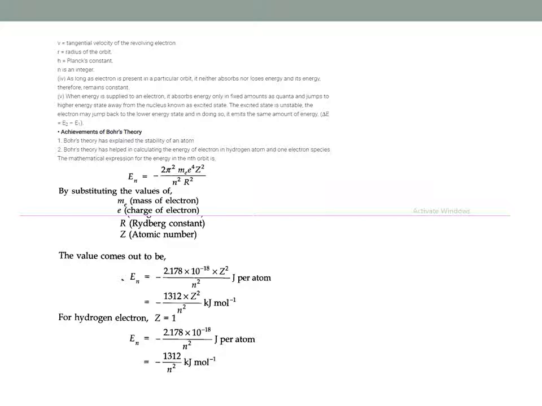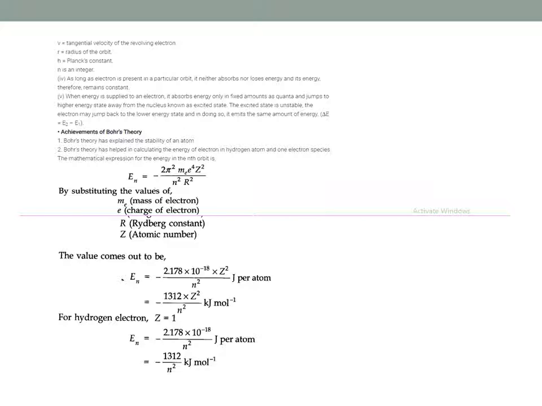As long as electron is present in a particular orbit, it neither absorbs nor loses energy. Therefore, energy remains constant. When energy is supplied to an electron, it absorbs energy only in fixed amounts as quanta and jumps to higher energy states away from the nucleus, known as excited state. The excited state is unstable. The electron may jump back to the lower energy state, and in doing so, it emits the same amount of energy. That is, delta E is equal to E2 minus E1.